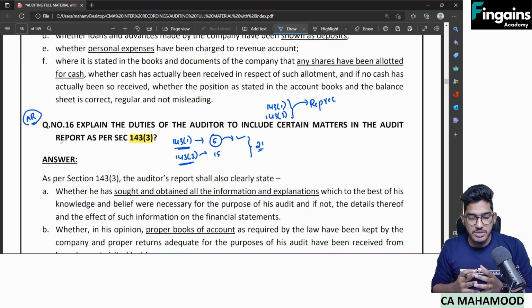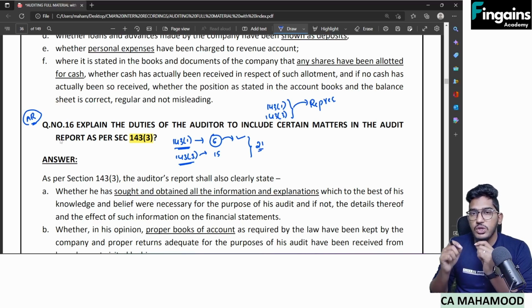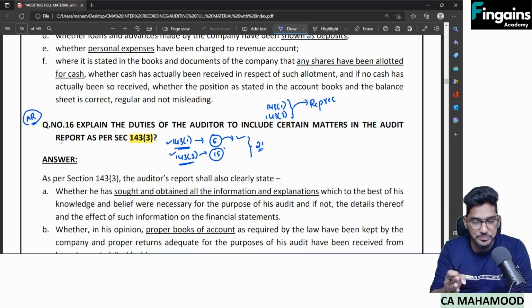Under 143 subsection 1, the Companies Act is saying that there are 6 points which the auditor needs to verify and report on. Then 143 subsection 3 says that there are a total of 15 points which the auditor needs to verify and report on. So let us try to read and understand what those 6 points are under 143 subsection 1, and what those 15 points are under 143 subsection 3.